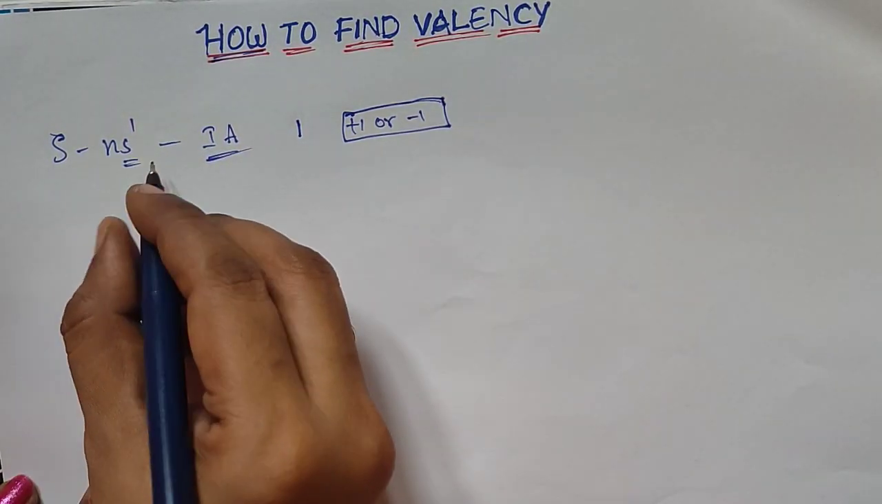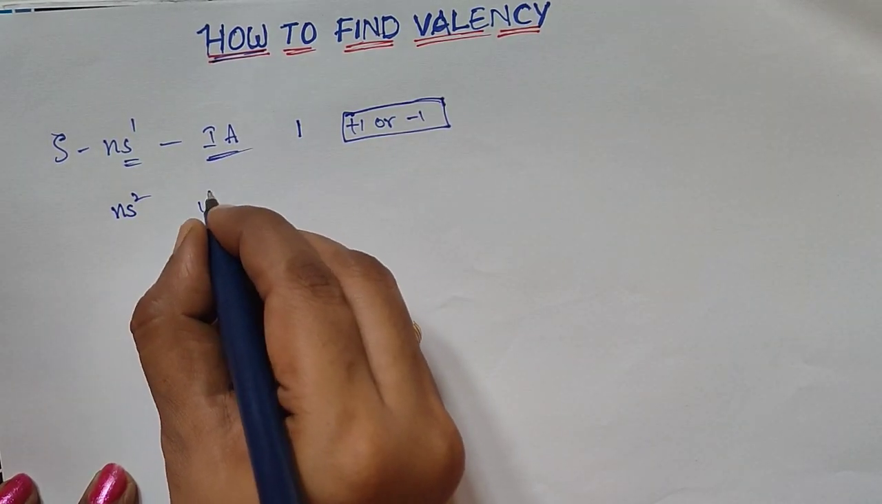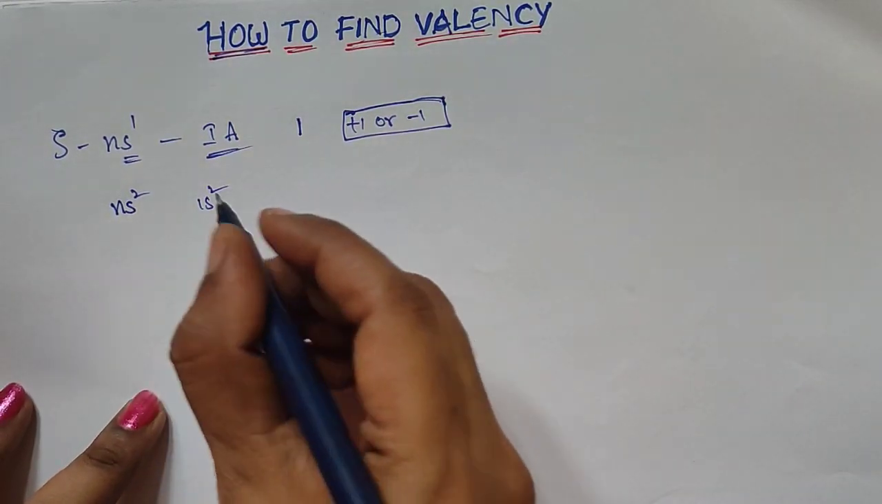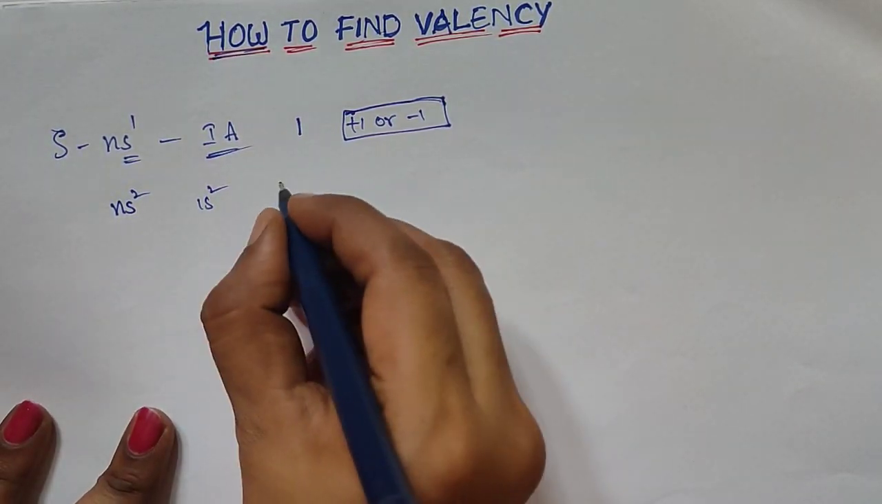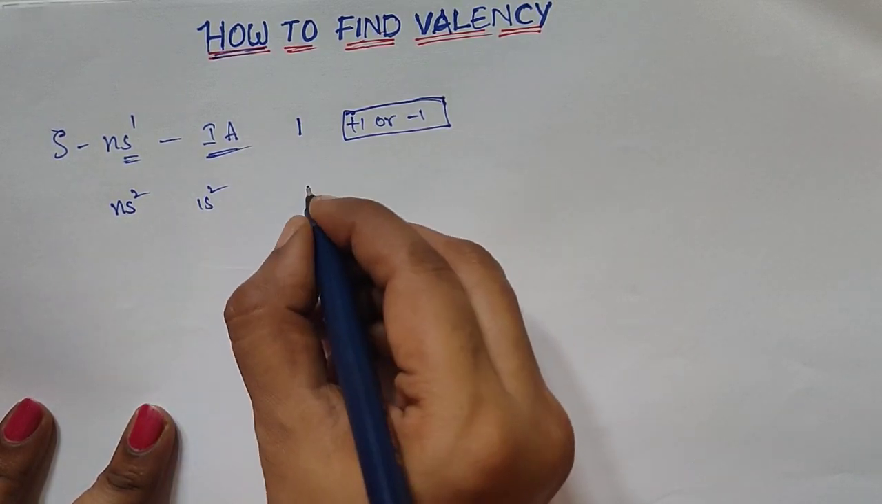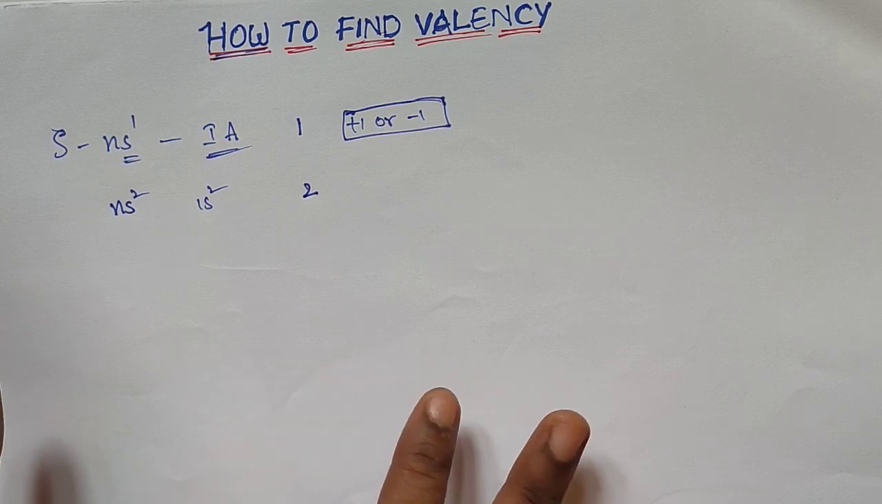We'll go to the second A group. The general electronic configuration is ns2, that is 1s2. It has only one shell, 2 electrons. So, the general electronic configuration is 1s2, ns2. It has only 2 electrons, so the valency is 2. Fixed for first A and second A.